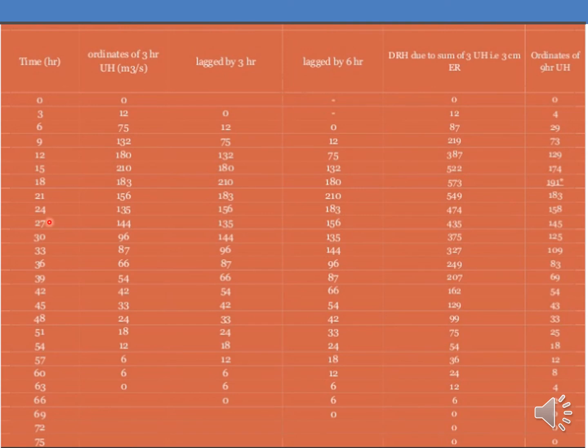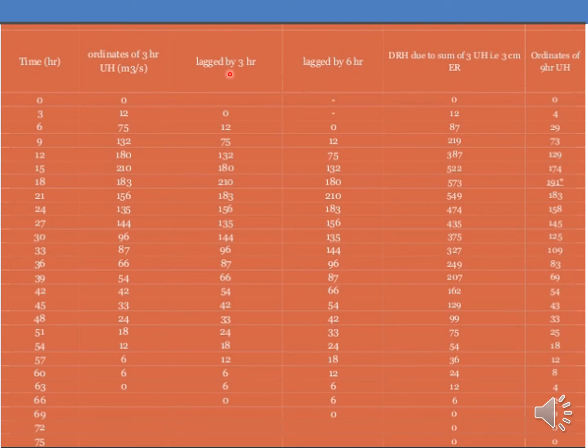So first time is given, ordinate of 3 hour unit hydrograph is given. You are asked to find out 9 hour unit hydrograph. So how many unit hydrograph, or what is the value of n? 3. So you need 3 unit hydrograph. So this will be the first unit hydrograph.